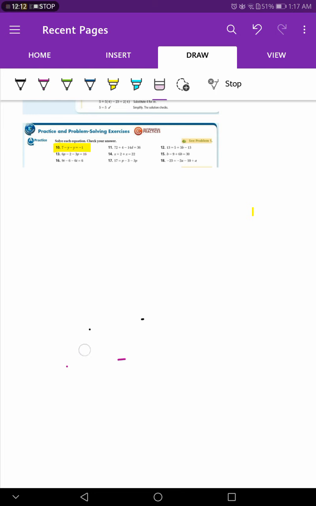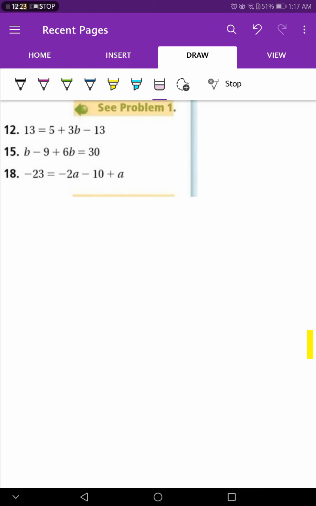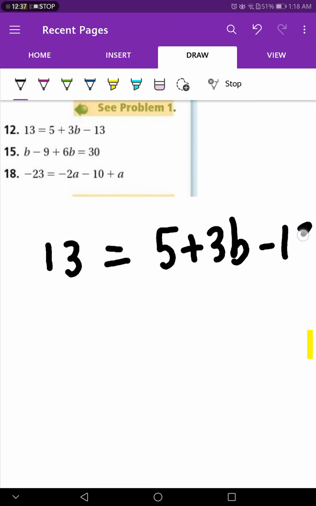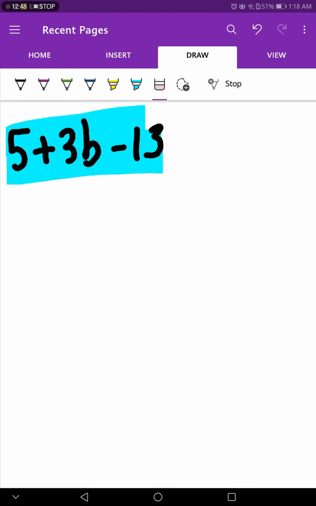Okay, my dear student. So the new step here, you have to watch the equation. If there are any combined terms, you could combine them. So number 12, it is 13 equals 5 plus 3b minus 13. Left and right, and move to the side that has a variable, and watch the terms. How many terms do I have here? 1, 2, 3. I have 5 and plus 3b, or positive 3b, and -13.